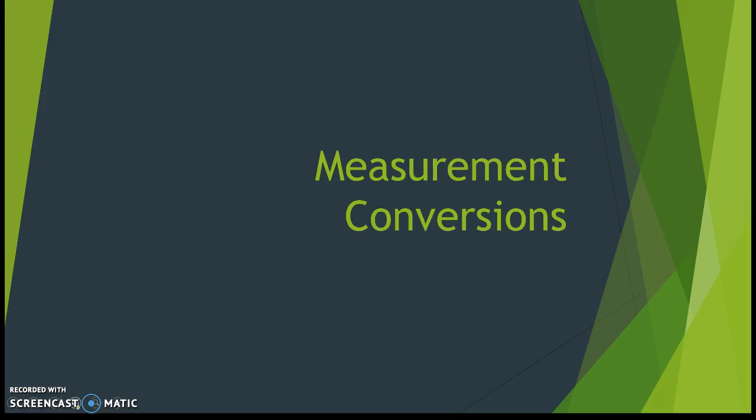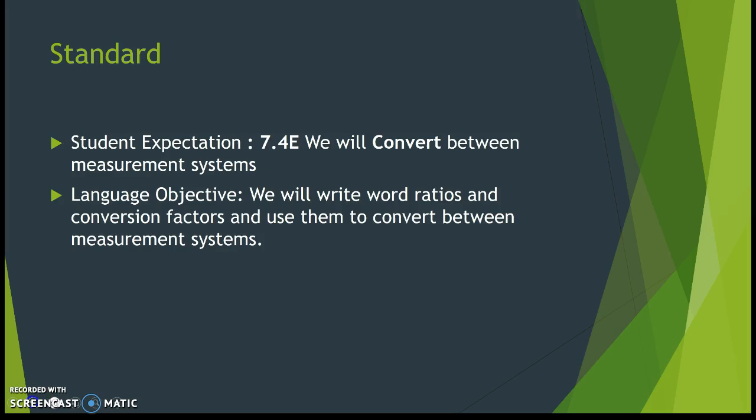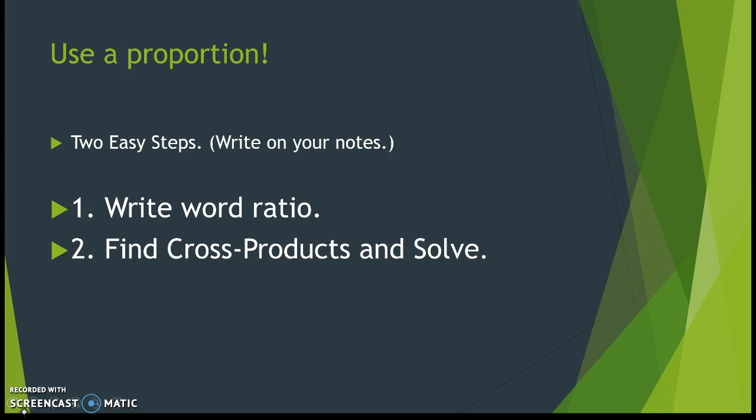Okay, so now we're going to go ahead and work on measurement conversions. So for measurement conversions, you have 2 steps. So our first step is going to be to write a word ratio. And our second step is to find the cross products and solve.